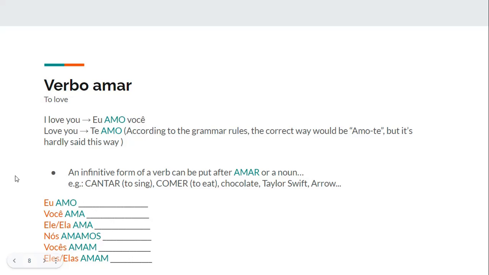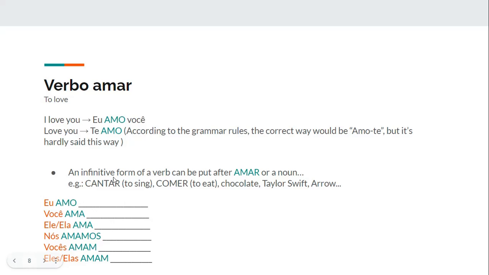Alright, so just extra information. If you want to say I love you in Portuguese, then you can say eu amo você. Or if you want to say just love you, then maybe you could say te amo. Actually, according to the grammar rules, the correct way would be amo-te, written this way, but it's hardly said this way, so even though it's not grammatically correct, we are commonly saying te amo.